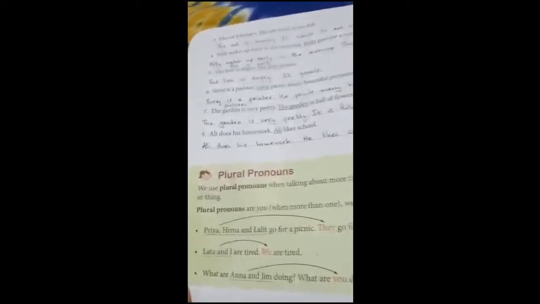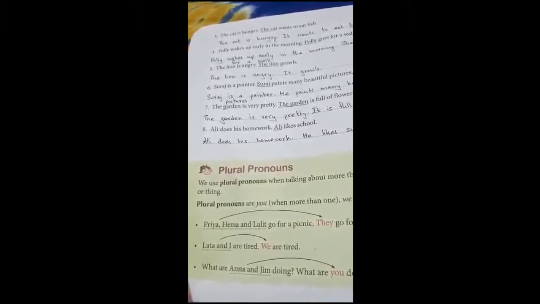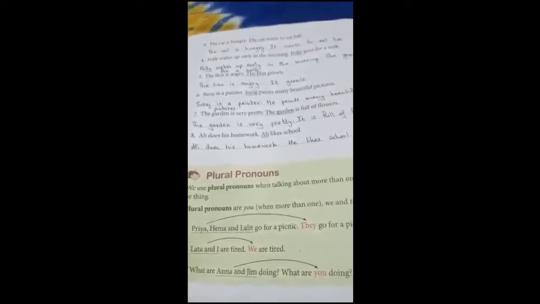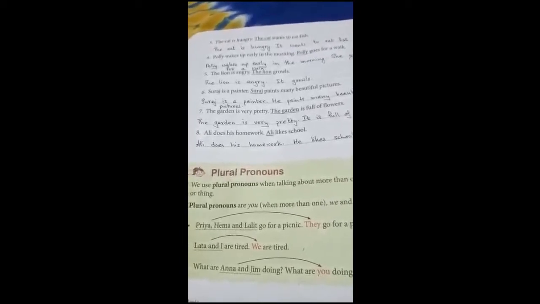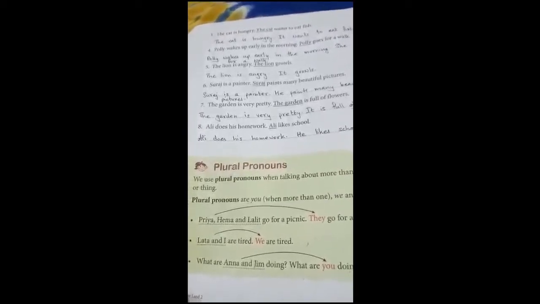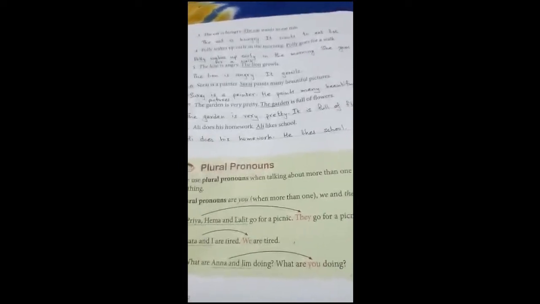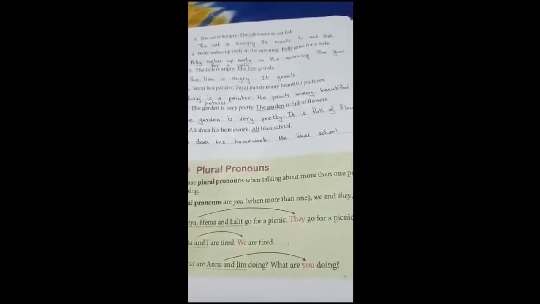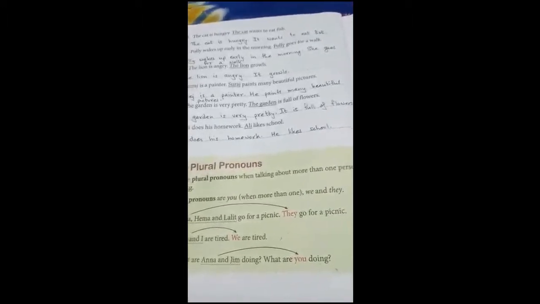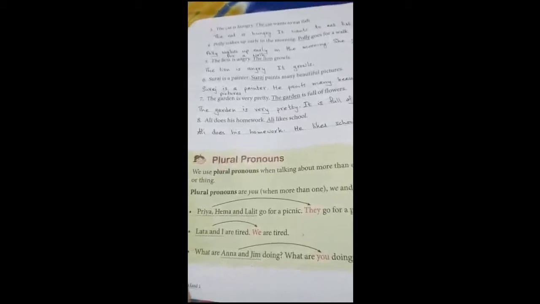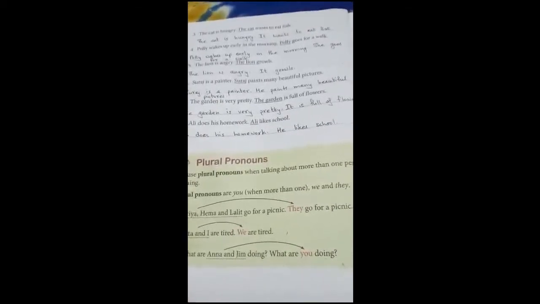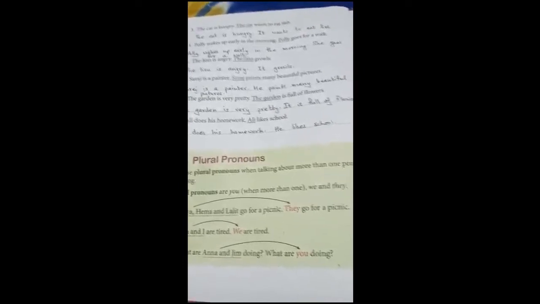For example, Priya, Hema and Lalit go for a picnic. So here there are three of them, Priya, Hema and Lalit. That's why it is more than one and we use they. They go for a picnic. Because it is plural, we use they.